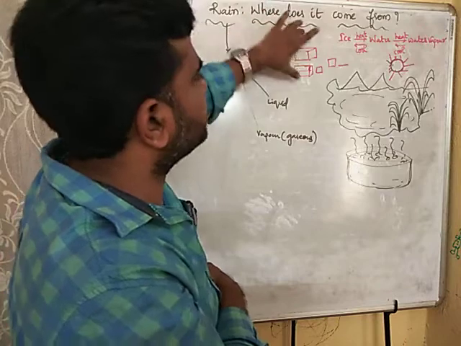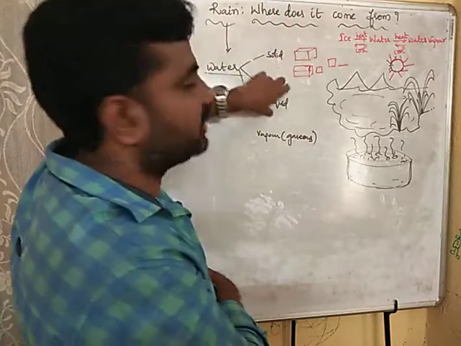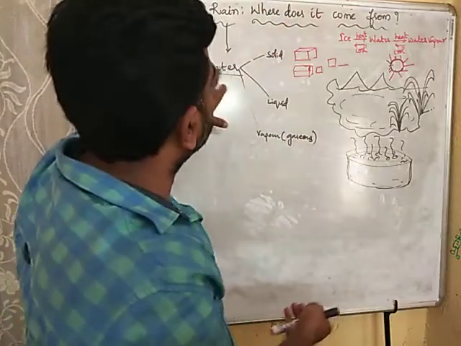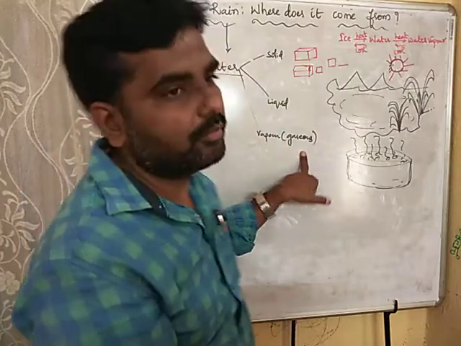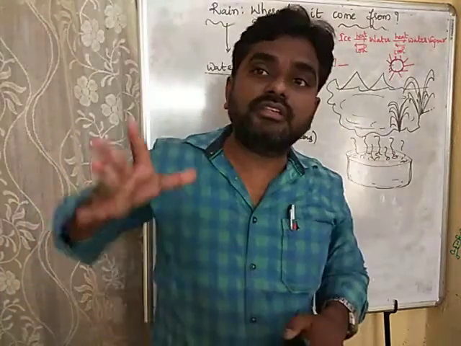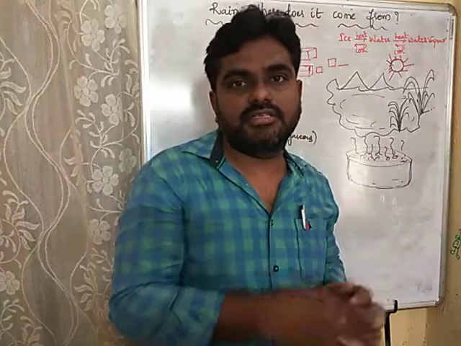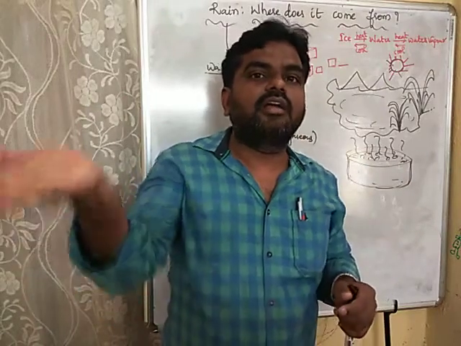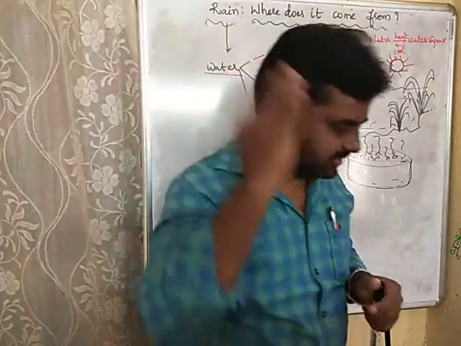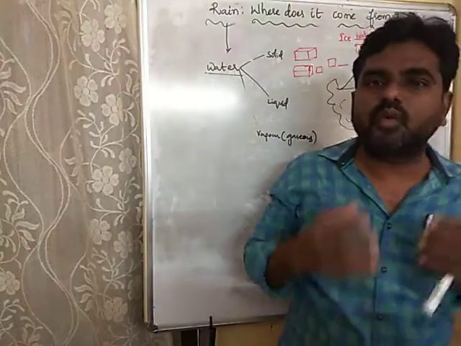So the solid form example is ice, and water is in liquid form. Of course, we know that the vapor or gaseous form appears while boiling, or when you are giving some energy called heat energy, the water gets evaporated. Yes, here a new term, a new word has come.